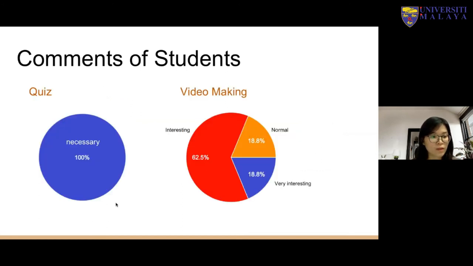We can also take a look at their opinions about the project-wise work, the quiz and the video making. We have a total of 8 quizzes. All of them think that the quiz is a very necessary part that cannot be taken out if this course is opened again. And for the video, the group project, the result is slightly different. 81.2% take it as an interesting project, while 18.8% feel that it's just normal.